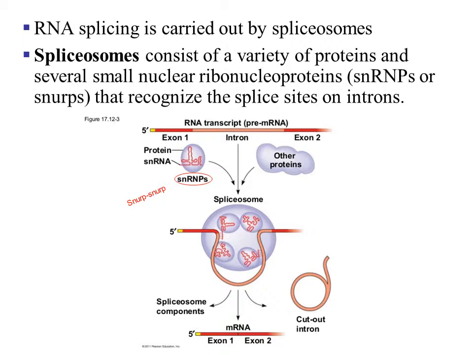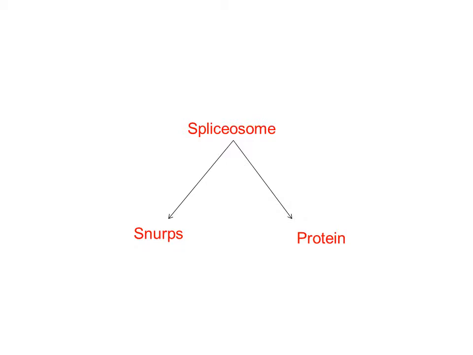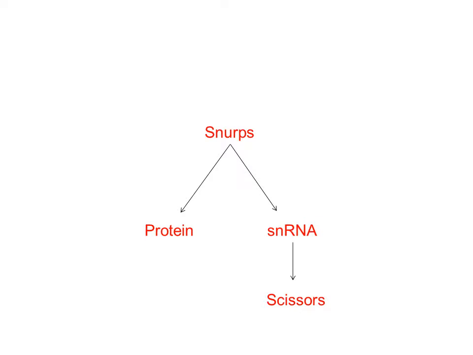If we look at the picture below, we have that circle that is called the spliceosome. It is composed of four SNRPs and a big complex of many proteins. Collectively, they are going to cut out the introns. So the spliceosome is composed of the SNRPs and the proteins. The SNRPs are composed of proteins and snRNA. So the actual scissor, the actual thing that is doing the cutting, is RNA in nature.